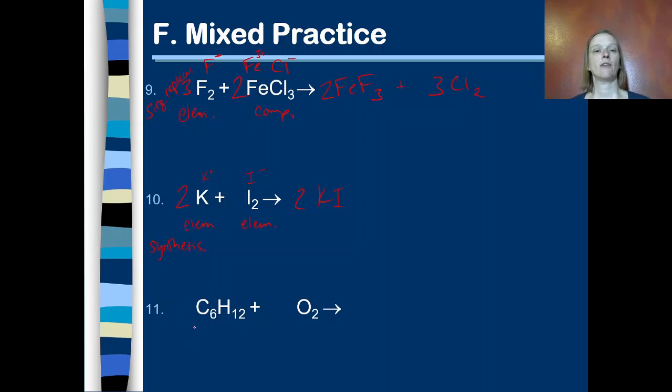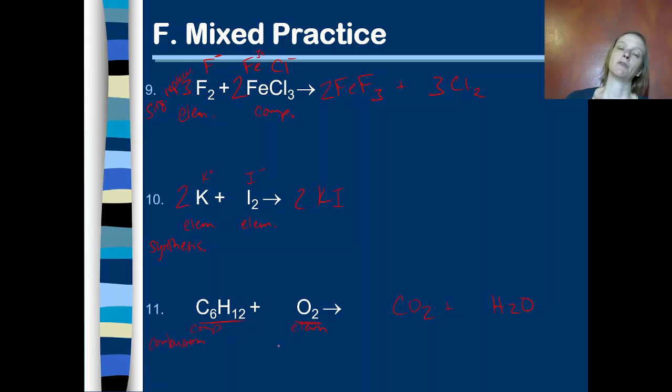Lastly, I have a compound plus an element. So I'm starting to think, okay, this is a single replacement reaction, except then I notice that my element is oxygen and my compound is a hydrocarbon. So therefore this is a combustion reaction. And therefore my products are predetermined. I don't have to think about any ion charges or anything. It's definitely just carbon dioxide plus water.